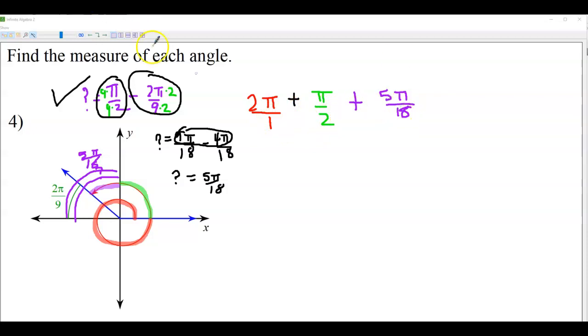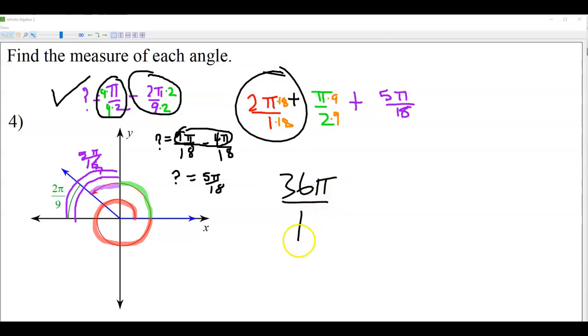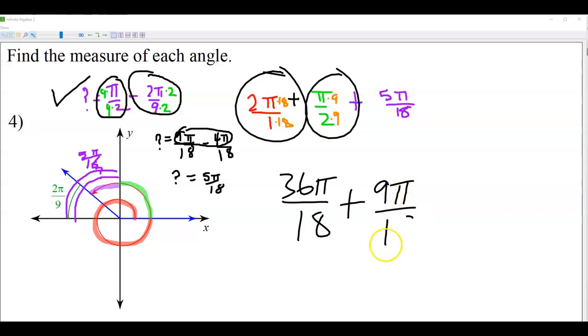Well, it's 18. So I'm going to multiply the top and the bottom of this one by 18 in order to get my denominator to be 18. For the next one, I'm going to multiply the top and bottom by 9 in order to make 18. And then for the last one, it's already 18, so I'll just leave it alone, right? So after simplifying that, this one becomes 36 pi over 18. This one becomes 9 pi over 18. And then this one is the same.